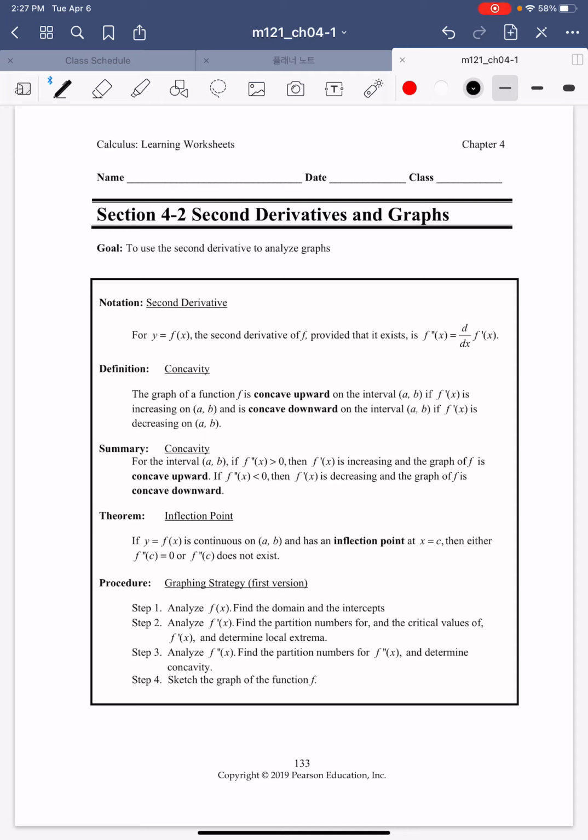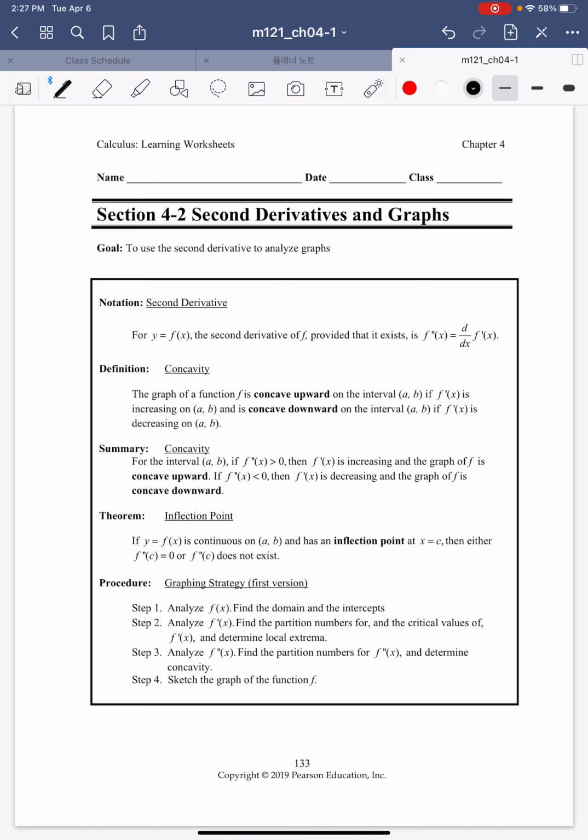In this video, we are going to go over section 4.2, second derivatives and graphs. In this section, we are going to continue to analyze the function f, the graph, by using the second derivative test. So I'm going to be referencing back to the first derivative test as well, because in order to have a second derivative, we must take the first derivative.